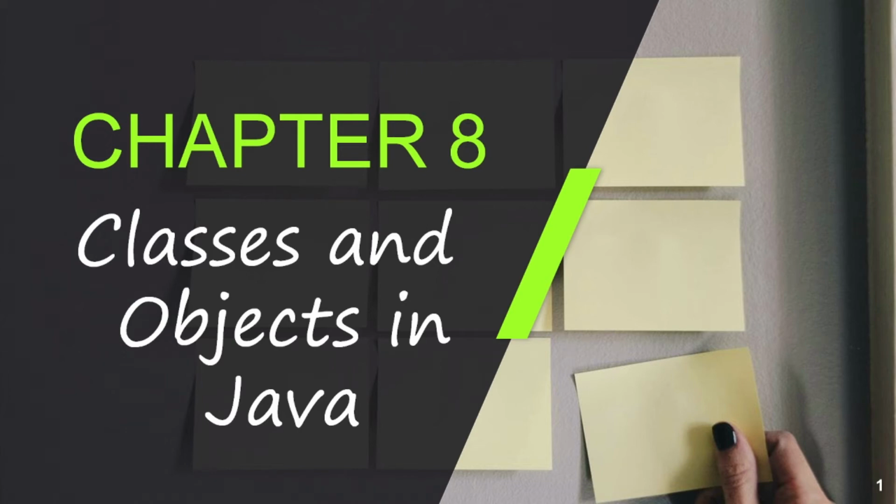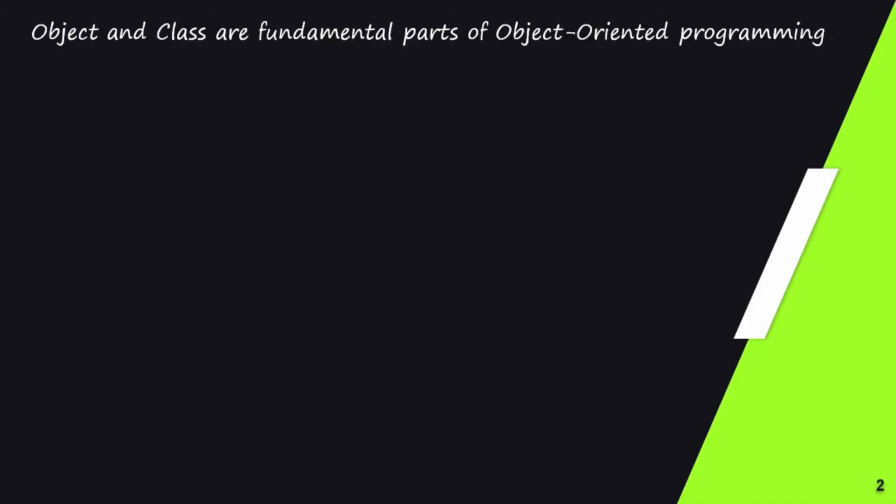Today we will start chapter number 8, classes and object in Java. We are familiar with the concept of classes and object. We have done this thing in chapter number 6. Object and class are fundamental part of object-oriented programming. Java is an object-oriented programming language and we are going to use this object and class in our Java program.